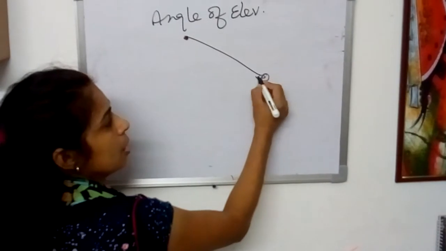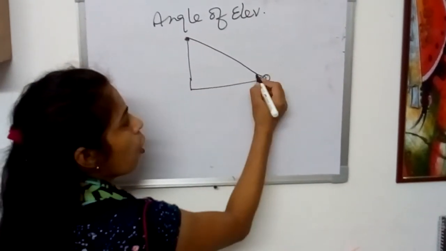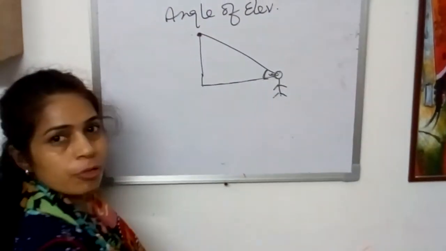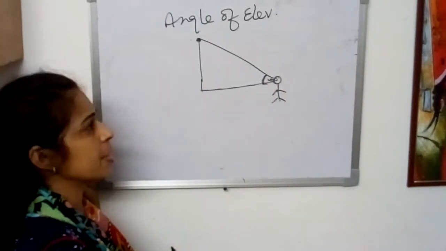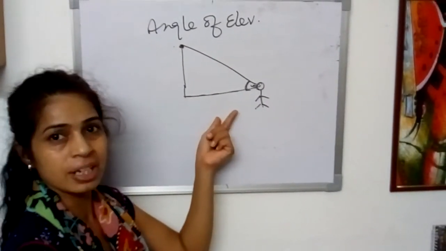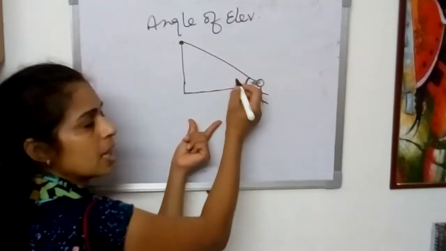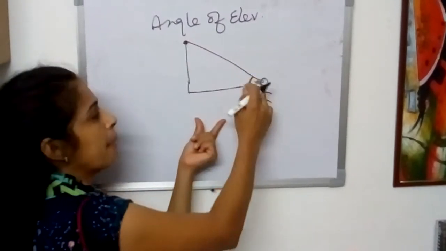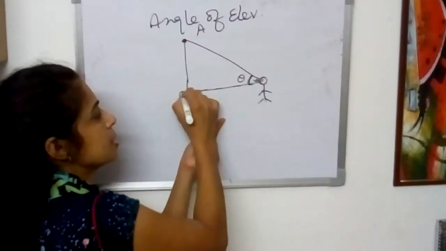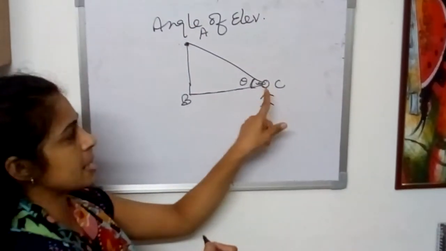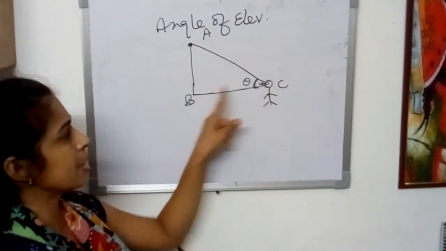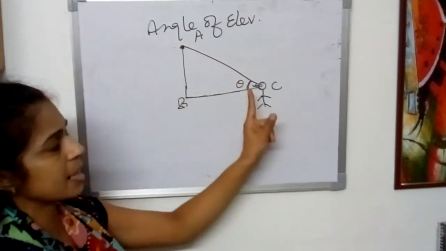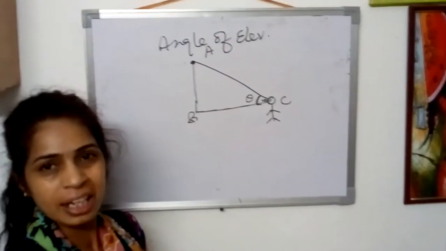It will be the angle formed with the line of sight and the object which is above the line of sight. This is already given in NCERT, and you should learn the NCERT definition as it is. So it is actually the angle which is formed with the line of sight and the object which is above the line of sight. If I consider this as triangle ABC, the person's line of sight will be considered as BC, and the angle will be formed between BC and AC. This is termed as angle of elevation.